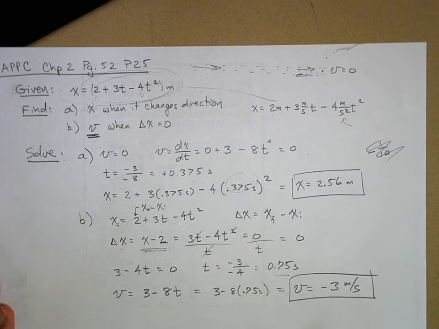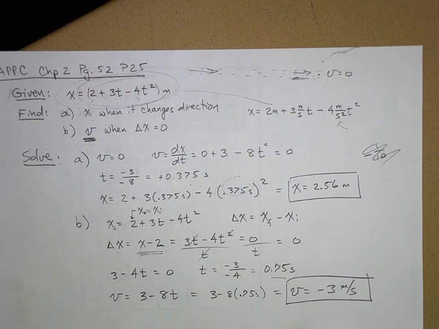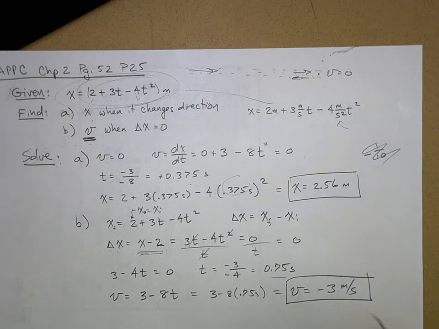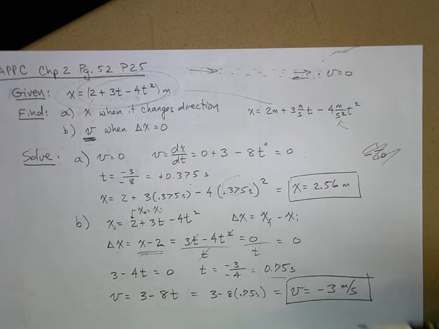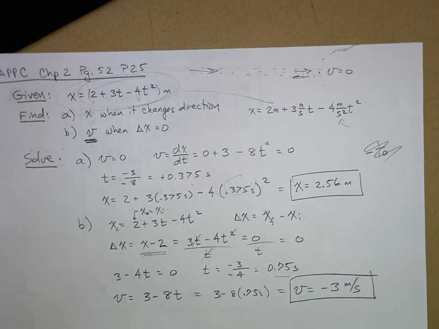So this is a pretty subtle problem. If you really thoroughly understand how to do this, you're in good shape, because you have to know how to take a derivative, and then you have to know what's true when my velocity is equal to 0, what's true when my change in position is equal to 0, and then plug things in. It's a very, very sophisticated problem.